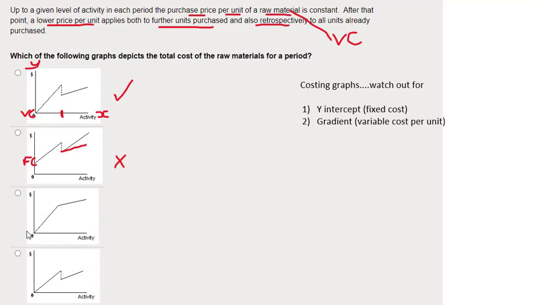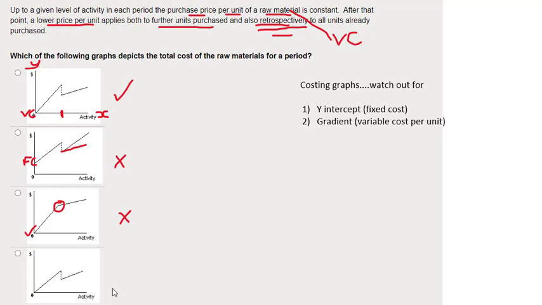Okay, how about this one? Well, I like the fact that it's a variable cost down here. The y-intercept is 0. And oh look, the gradient is getting less steep after this discount point. But the thing that is missing here is the slightly weird thing of retrospectively getting a discount on the units that I've already bought. So what I would expect to see is that my total cost drops. This graph here describes a variable cost where I get a discount only on new units, not on the old units as well. So this one is incorrect.